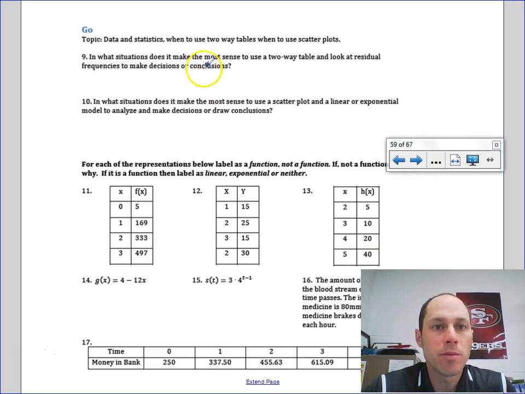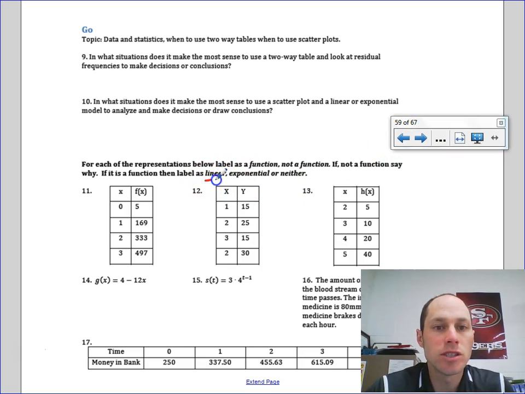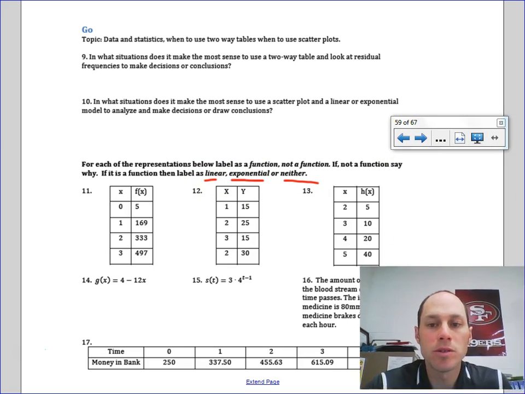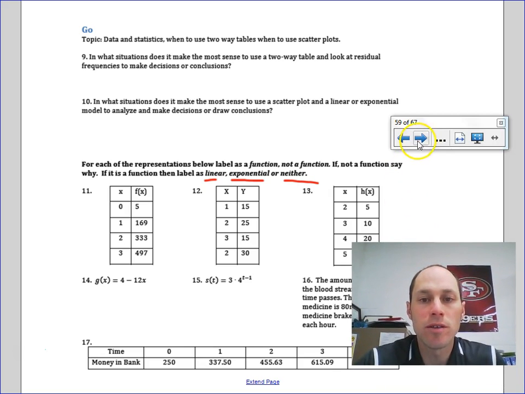And then go back to what we talked about with two-way tables and scatter plots. Determine when to use which one. And then talk about, are these functions linear, exponential, or neither? Remember what we talked about with those functions throughout the year. If you have questions with those, we can take care of that in class.